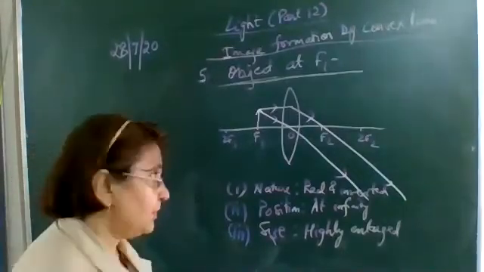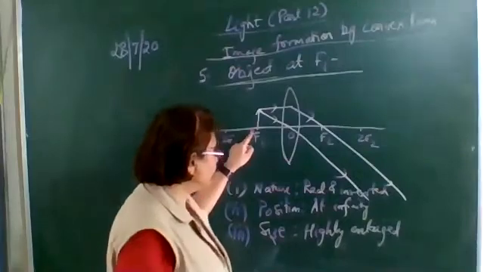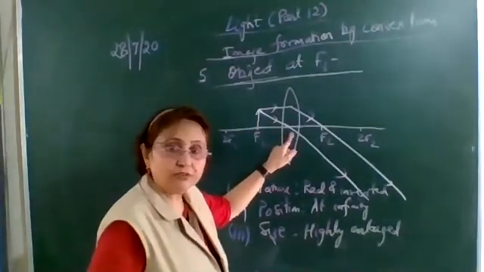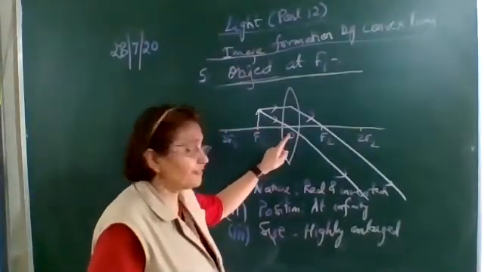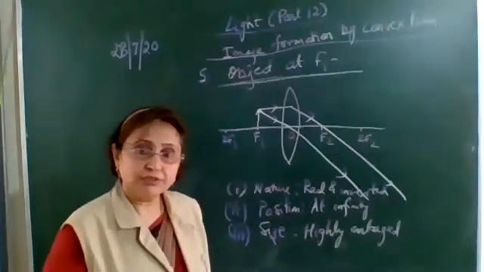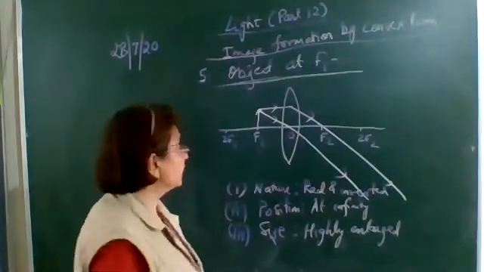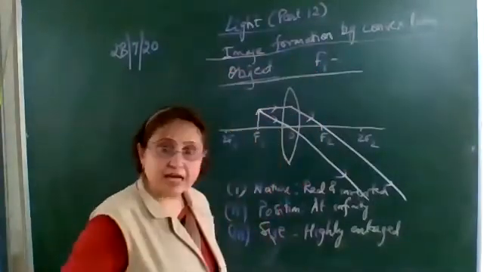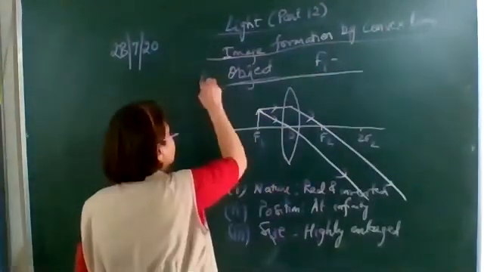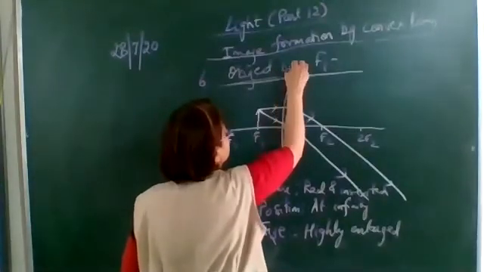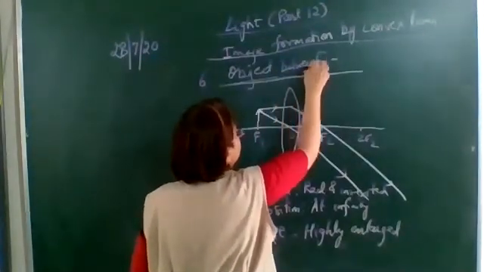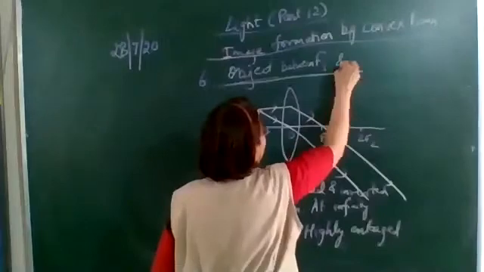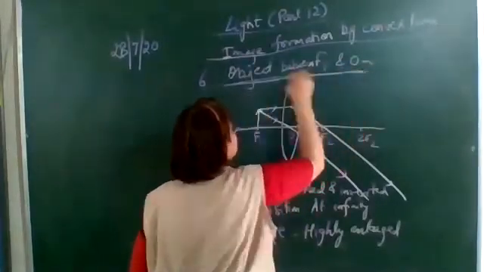Now what should be the next position of the object? We are bringing it closer. The object is placed between F1 and optical center, that is focus and optical center. So this is the last position of the object: object between F1 and optical center.